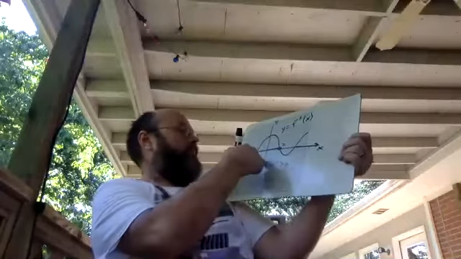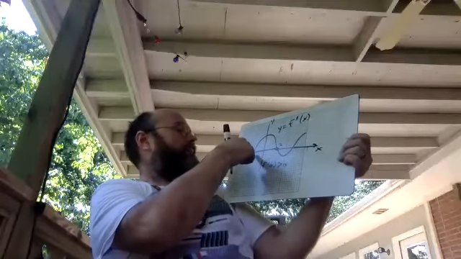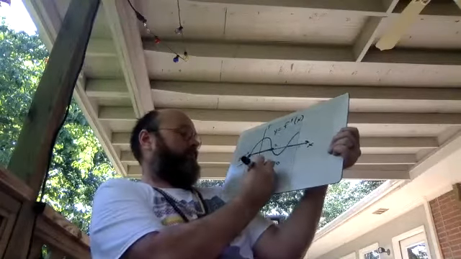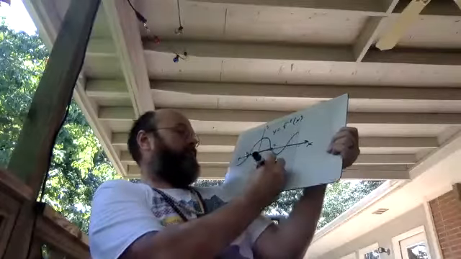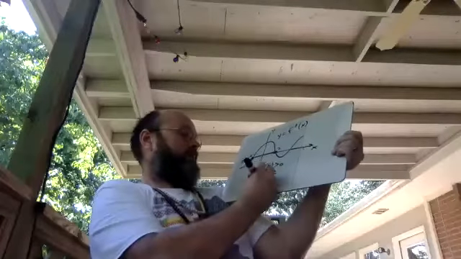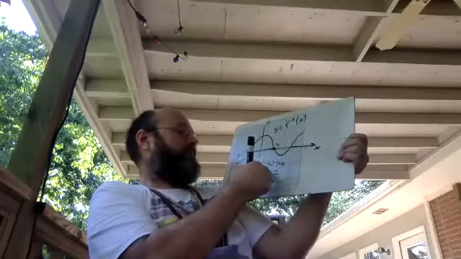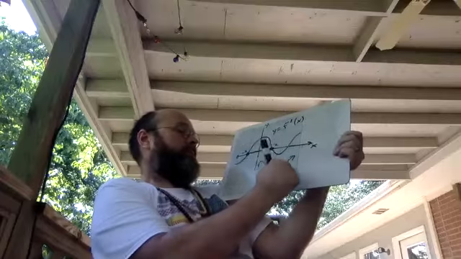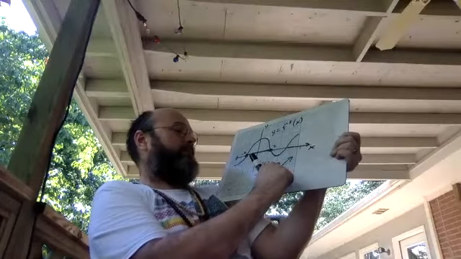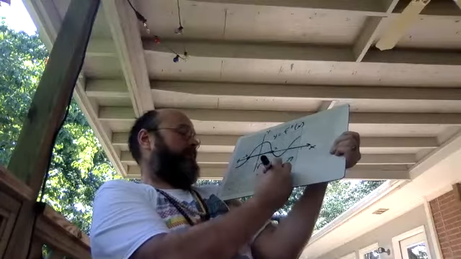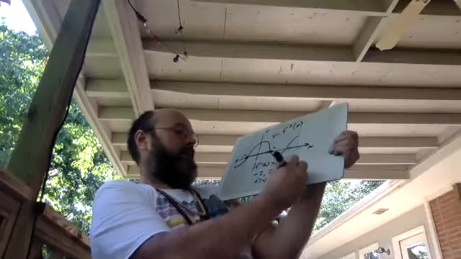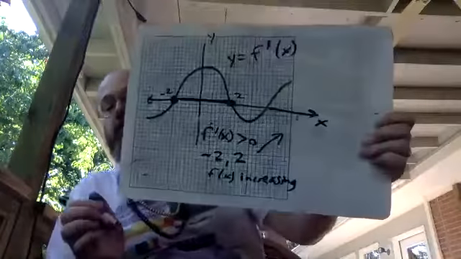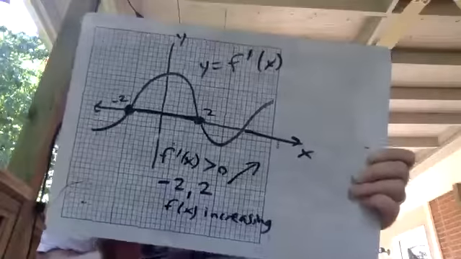So from -2 to +2, since the derivative is positive, that's what a function looks like if it has a positive derivative. That means the function is increasing. Now I left the brackets off of that interval. We haven't determined that yet.